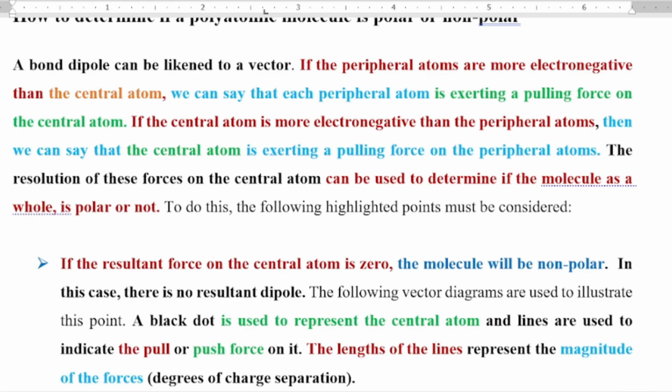If the peripheral atoms are more electronegative than the central atom, we can say that each peripheral atom is exerting a pulling force on the central atom. If the central atom is more electronegative than the peripheral atoms, then the central atom is exerting a pulling force on the peripheral atoms. The resolution of these forces on the central atom can be used to determine if the molecule as a whole is polar or not. To do this, the following highlighted points must be considered.